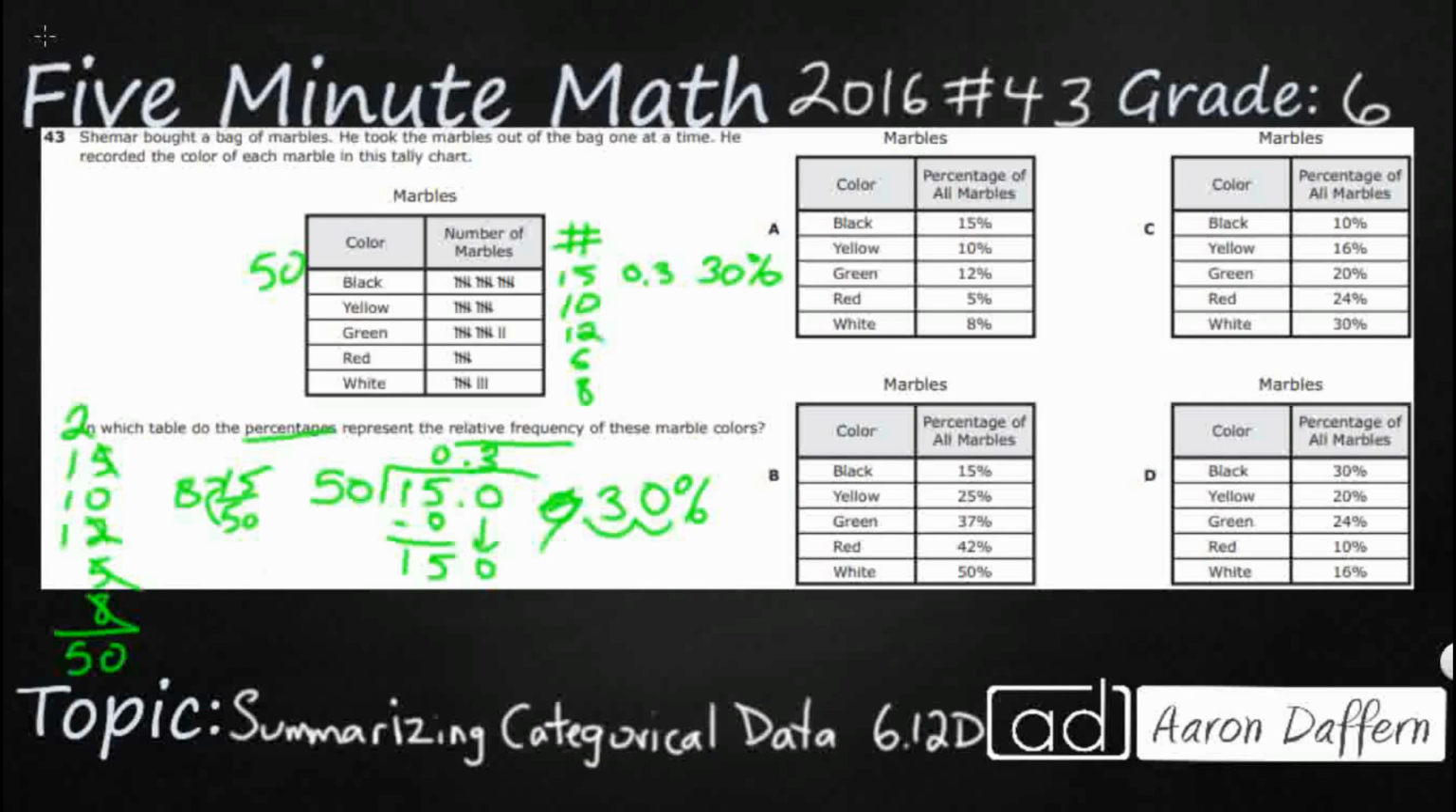And take a look at this. I only see black as 30% on one answer choice. A, B, and C all have black at either 15 or 10%. So let's make sure we are doing the rest of this correct. That was the long way.